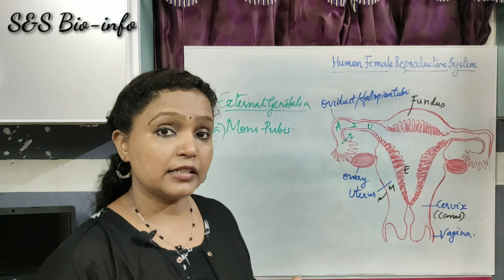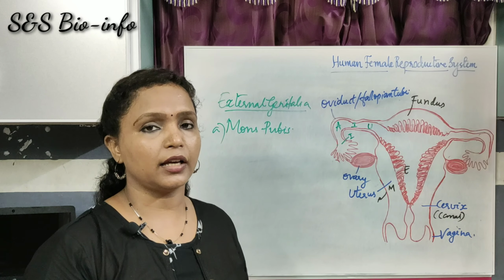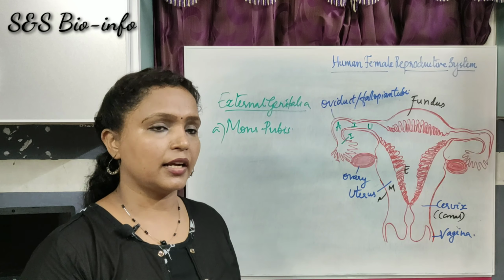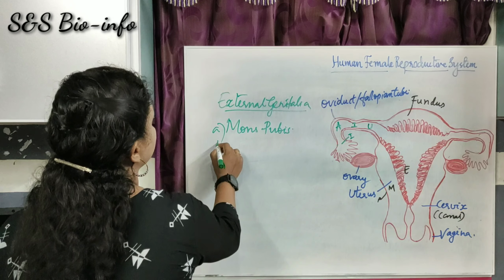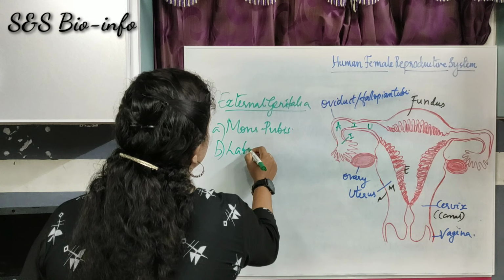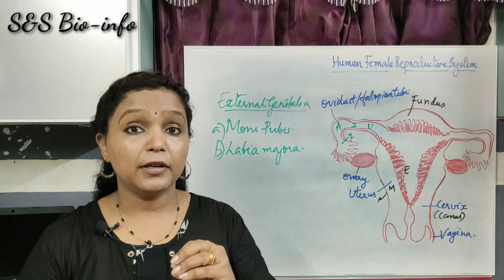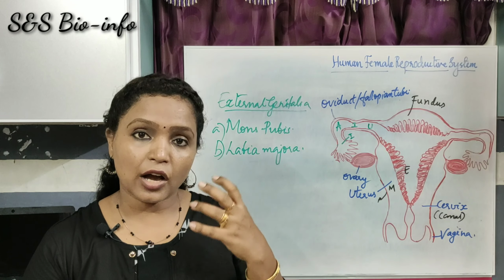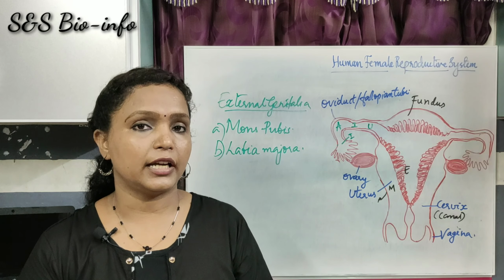It is a fatty cushion which is covered by skin and pubic hair. Actually, it is the protective layer of the external genitalia. The next part is labia majora. The labia majora are fleshy folds which extend down from the mons pubis and surround the vaginal opening.